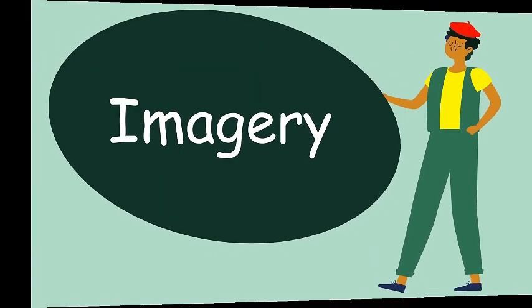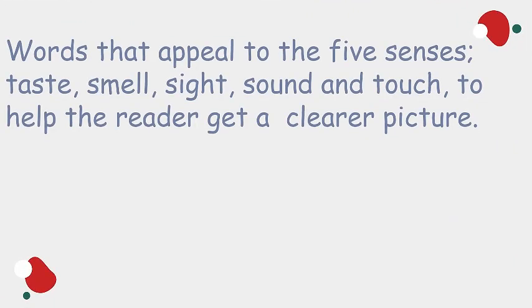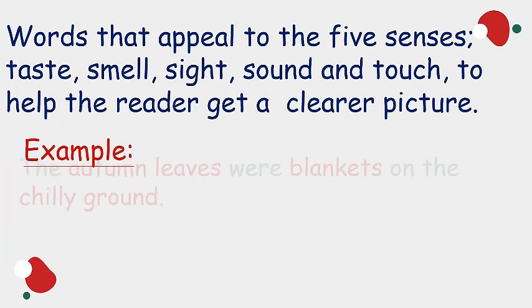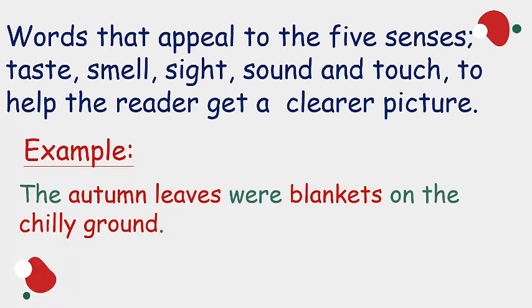Imagery. Words that appeal to the five senses: taste, smell, sight, sound, and touch, to help the reader get a clearer picture. Example: the autumn leaves were blankets on the chilly ground. When you come across a sentence like this, you're bound to have your senses awakened. You think about autumn leaves acting as a blanket which covers a chilly ground.